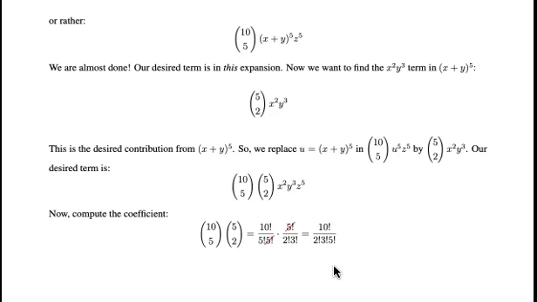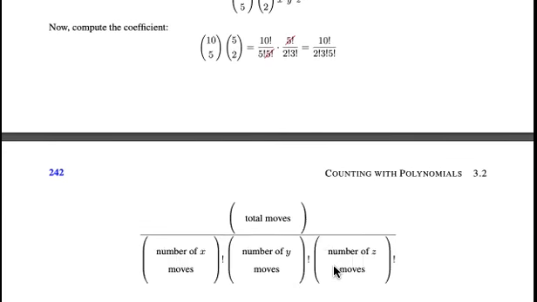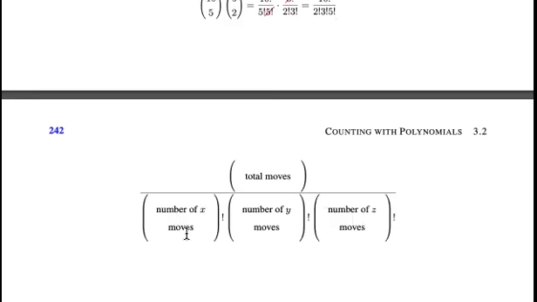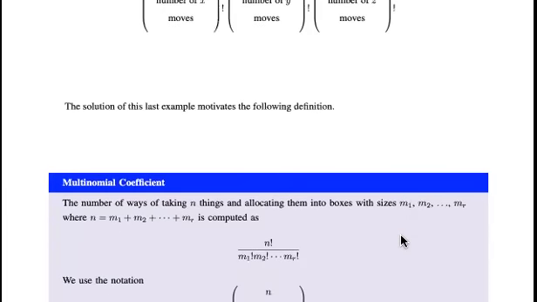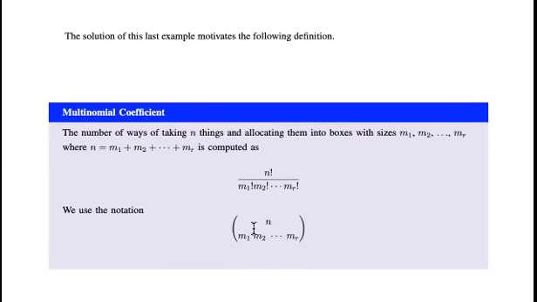This is called a multinomial coefficient. It is total moves over the number of x moves factorial, times the number of y moves factorial, times the number of z moves factorial. This is a multinomial coefficient.